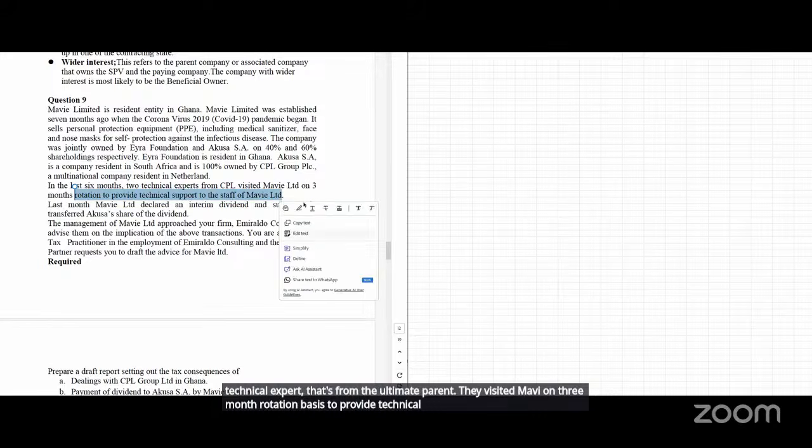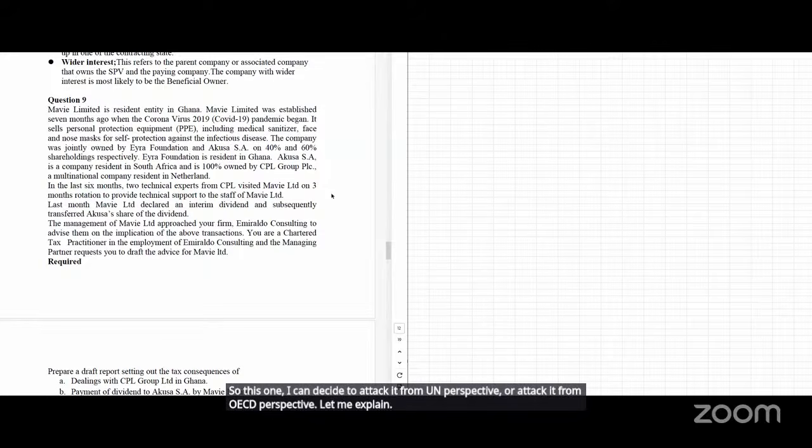So now, let's see what happened. They said in the last 6 months, two technical experts from CPL visited Mavi. Technical experts, that's from the ultimate parent. They visited Mavi on a 3-month rotation basis to provide technical support to the staff of Mavi. So this one, I can decide to attack it from a UN perspective or from an OECD perspective. Let's first start with OECD.